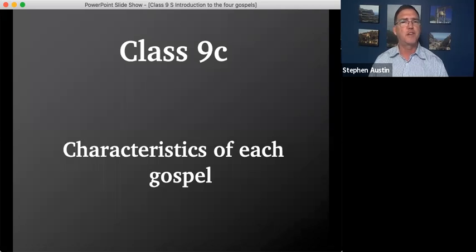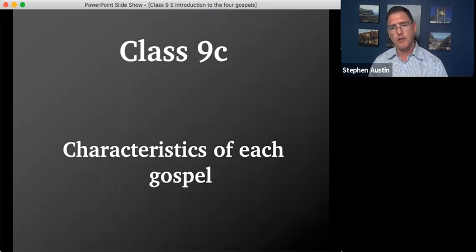We're still in class 9, part C, and we're looking at the introduction to the four Gospels. We talked about the sources behind the four Gospels. We talked about the canon and the way that different books were chosen to be in the Bible and how those Bibles got to us. We looked at a few of the literary tools that the authors used.